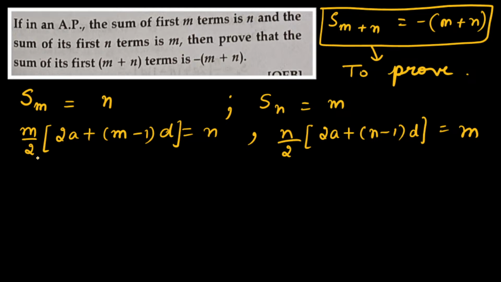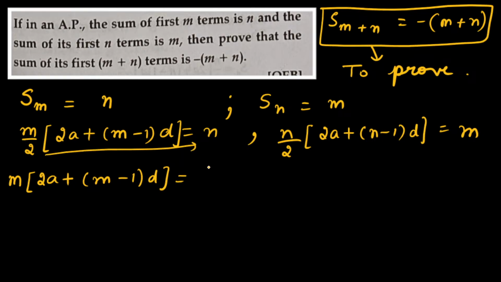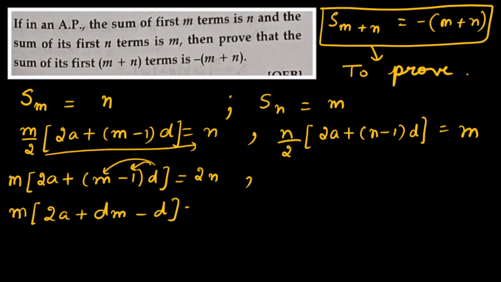First of all, I'll shift this 2 to the other side. If I shift this 2 to the other side, I'll get m into 2a plus m minus 1 into d. So 2, when I shift to the other side, it will get multiplied. So 2 into n is 2n. Let's further solve it. Let's multiply now. First of all, this multiplication I'll do: m into 2a plus this d will multiply. So step by step we have to go here. So this will become dm minus d is equal to 2n.